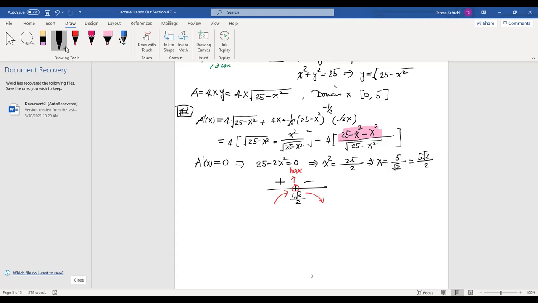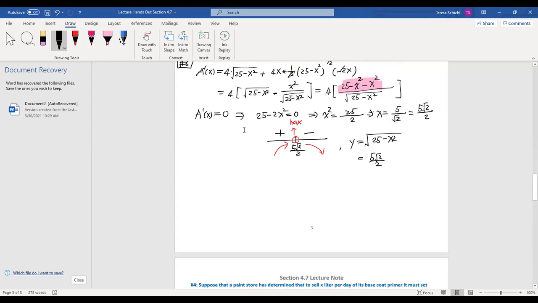Okay, so let's just double check here. Now I can find y, because we defined y as the square root of 25 minus x squared. So y is equal to 5 square root of 2 over 2. So I know that the largest cross-section area will be a square here. That's why I said a square peg fits in a round hole. That will give you the largest peg here, right? So that's why with a square, the dimensions x and y will be the same length here.